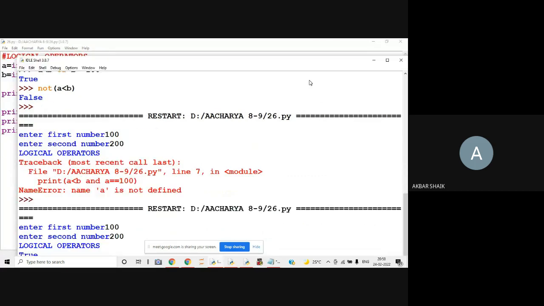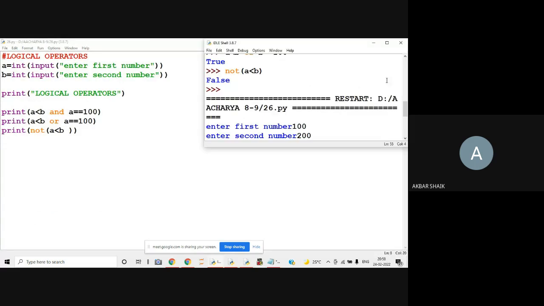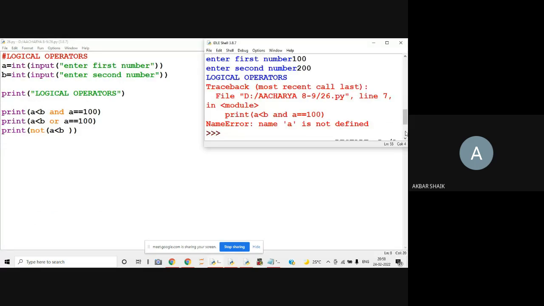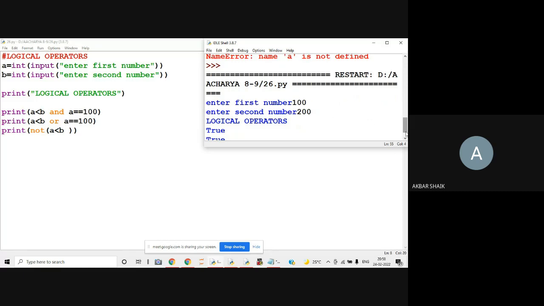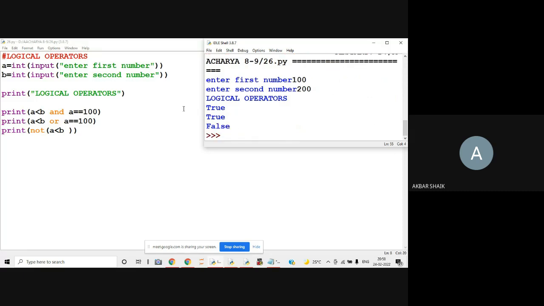So observe this program with the logic we implemented. I gave the first number 100, second number 200. Logical operators: first, the logical and. A less than B, 100 less than 200, is true. True and A equals to 100, true and true. True and true is true. Second one, A less than B is true or true; true or true is also true, right? Third one, not A less than B, not 100 less than 200, not of true, that is false. Understood all of you this program?